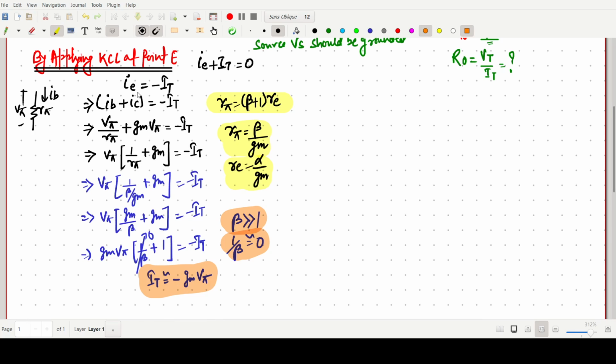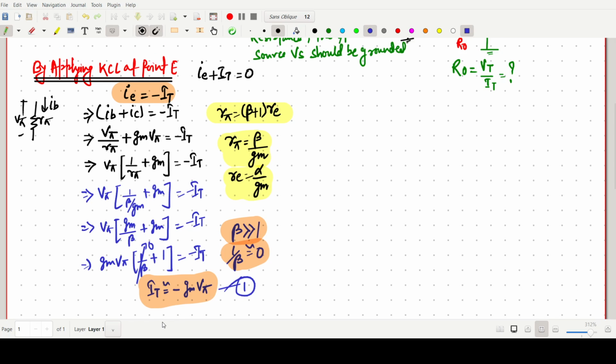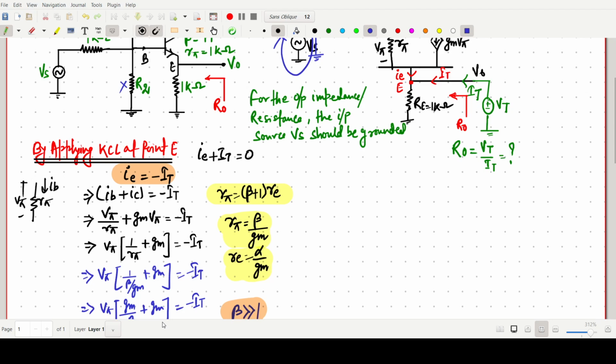So we have applied Kirchhoff's current law at the emitter point E: IE equals IB plus IC. Everything we have put in, then we have solved. Then what we get? IT equals minus Gm V pi. Suppose this one is our equation number 1. Okay, now next.